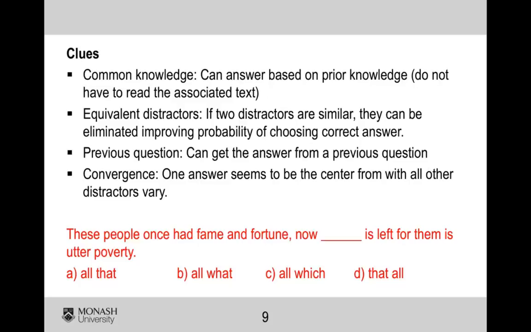Make sure that you don't give them information in previous questions, so you can't get the answer from a previous question. And then there's also this idea of convergence, and that means that one answer seems to be the center from which all other distractors vary. So with this multiple choice question, "These people once had fame and fortune, now blank is left for them," you see that they're all quite similar, and all but D start with "all." So there's one answer that all other answers kind of come from. Try to avoid that.